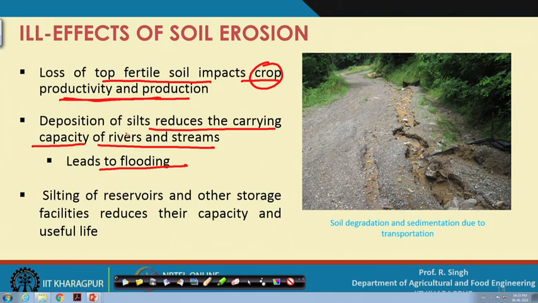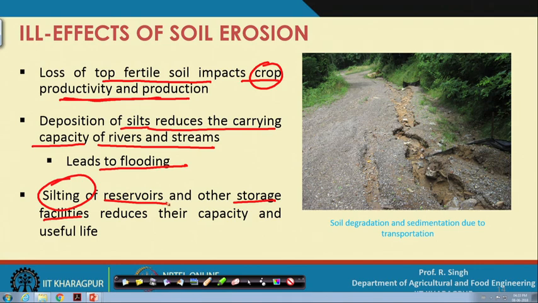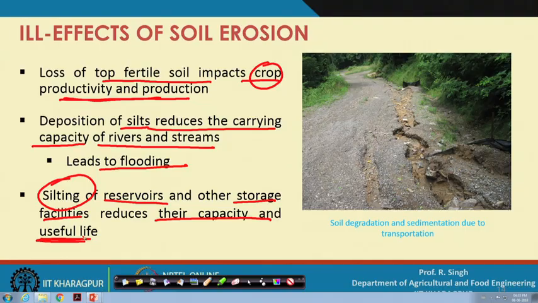Similarly, if the silted water reaches reservoirs and other storage facilities, for example tanks or ponds, then because of the silt being carried with the water, it will reduce the storage capacity of the reservoir or pond, and obviously reduce the life of the structure also. If a reservoir was supposed to last for 50 years, it will last much less. Similarly, if a pond was designed to last for 10 years, then because of siltation its capacity will go down, and it will not be able to store the required amount of water for which it was planned.